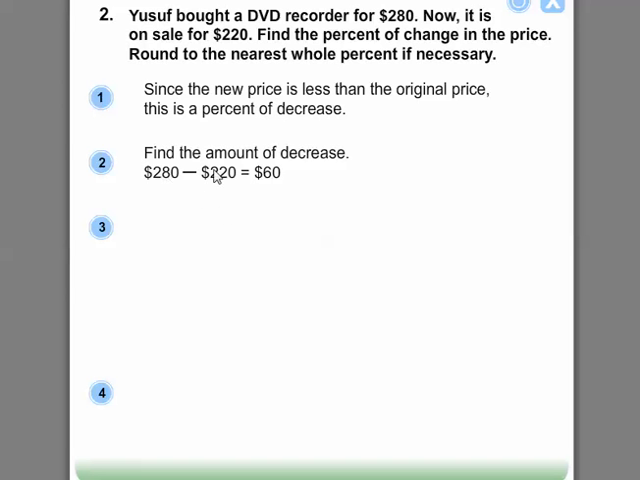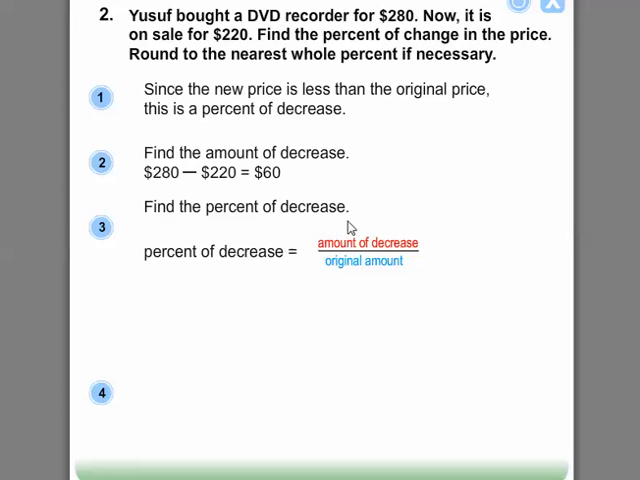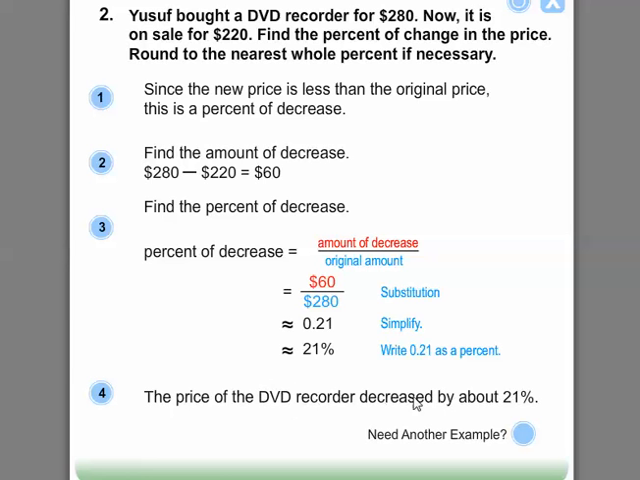So the amount, 280 minus 220, means we decreased $60. But the question isn't how much did we decrease, it's what percent did we decrease. So now we're going to take that $60, amount of the decrease, and find what percent of the original that $60 is. So 60 divided by our original price of 280 gives us 0.21. And remember, step 3 is state your solution as a percent. So 21/100ths, percents always out of 100, is 21%. So setup, solve, state, we would say the price of the DVD recorder has decreased 21%.